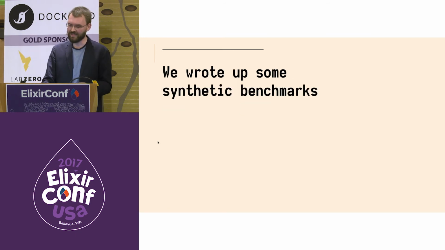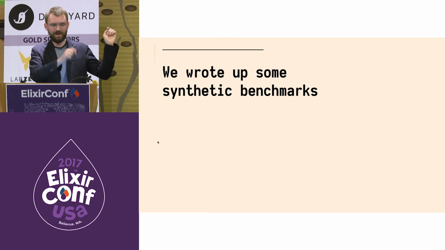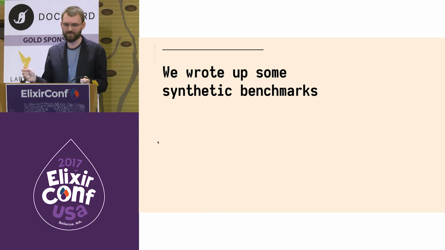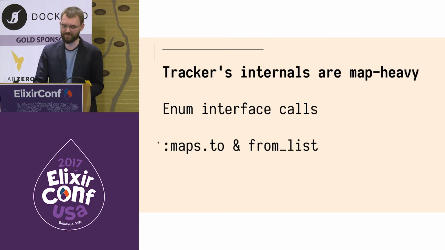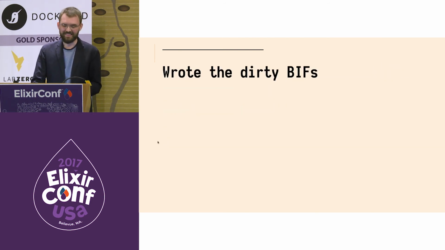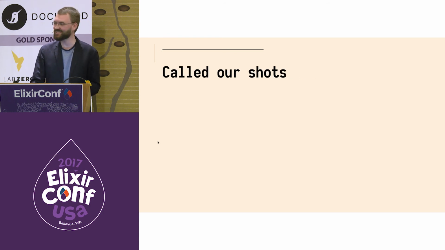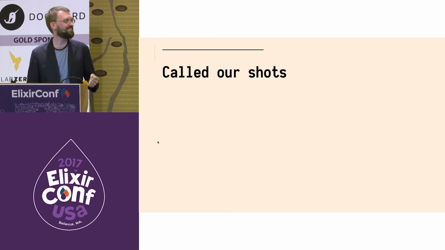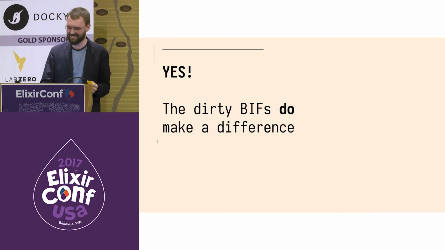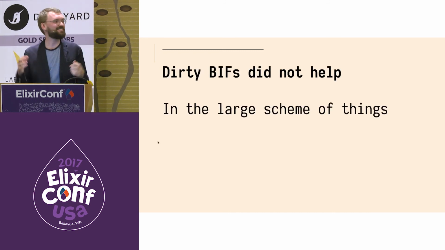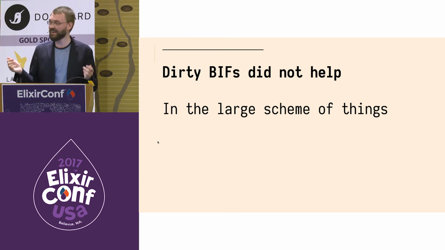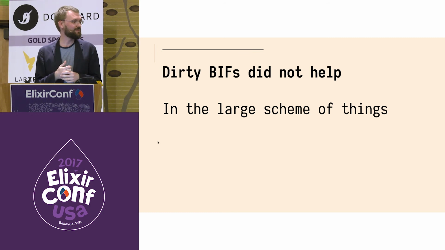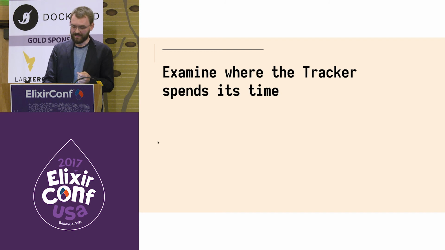We went back to the source code. We coded up. We moved the maps from list and to list from the regular BIF to the dirty BIF. We made that run on the dirty scheduler. The Steve Vinosky presentation goes into depth about that. Anyway, we wrote the dirty BIFs. We called our shots. We said, yes, this is going to make a difference. This is going to unlock the VM. And yes, it did unlock the VM. And we ran the load tests, and it didn't help a single bit. Yeah. So that was fun. It was very fun. It was an educational experience, but it did not help in the large scheme of things.